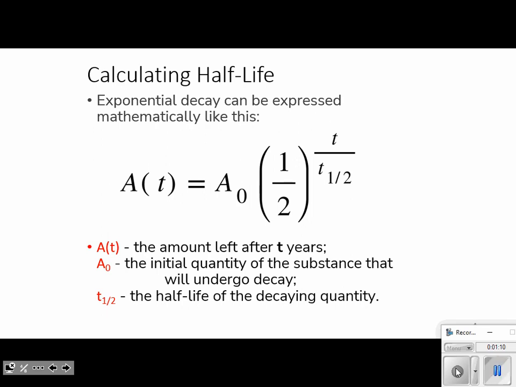So when we are calculating our half-life, we can do it mathematically as follows. A_T right here is the amount left after T years. So this T is time. It could be years, it could be days, it could be seconds. A_O right here is the initial quantity of the substance that is undergoing decay.